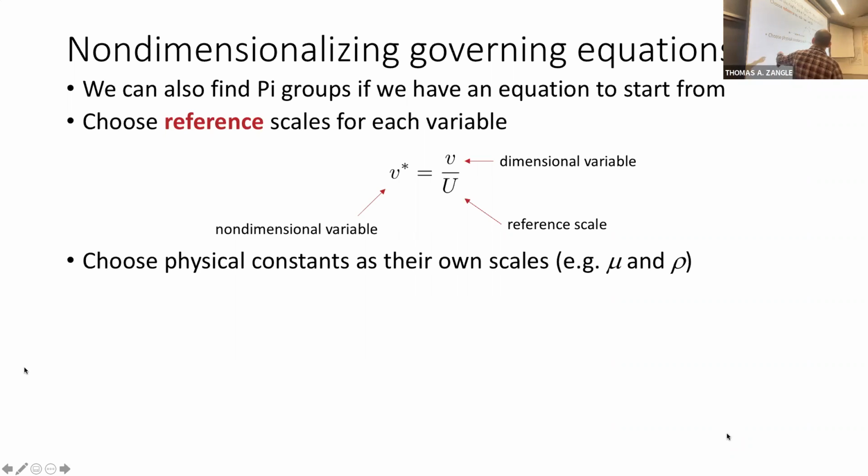We're generally going to choose physical constants as their own scale, or we're not going to take our physical constants and put them into non-dimensional form. So like mu and rho, we're going to leave hanging around within the problem.